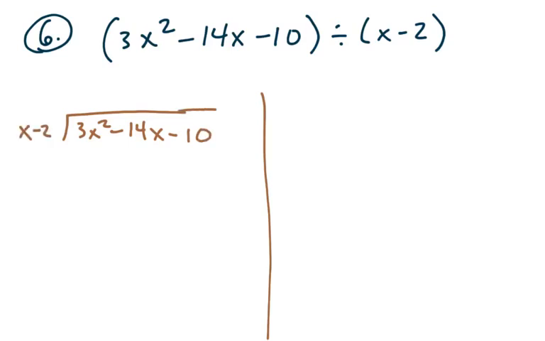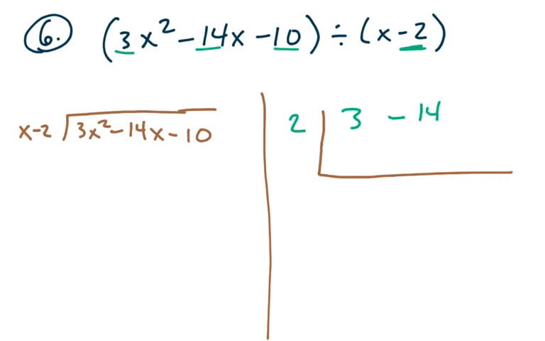This is x minus 2. And over here I'm going to do synthetic. Now, the way synthetic works is you take this value here, but the opposite of it. So we're going to take 2. And then you write the leading coefficients and the constants. So this is 3, negative 14, minus 10.